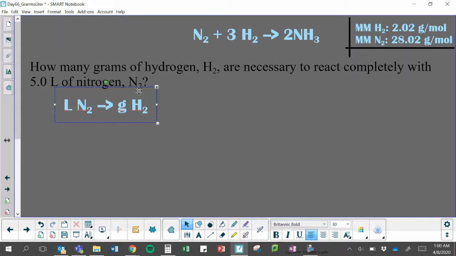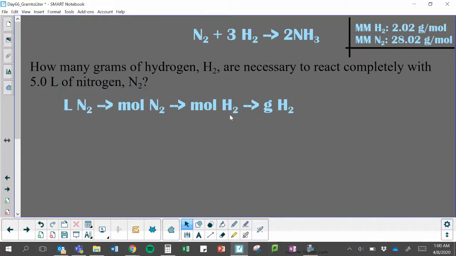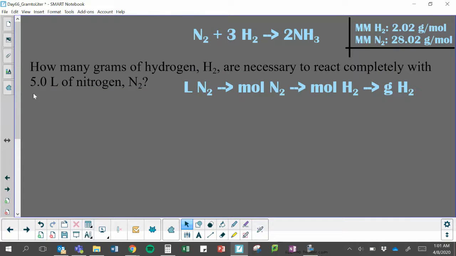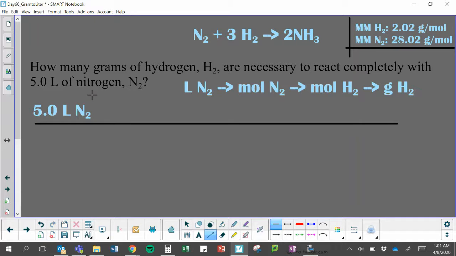And again, to get from nitrogen to hydrogen, we have to first go to our moles. So we can turn liters of nitrogen into moles of nitrogen, and then we can turn that into moles of hydrogen, and then finally grams of hydrogen. So here we'll start with 5.0 liters of nitrogen. We will then draw our chart. And we want our liters of nitrogen to cancel.